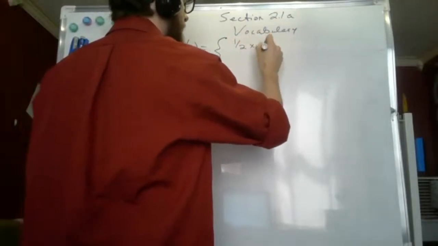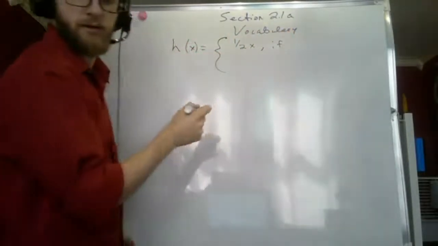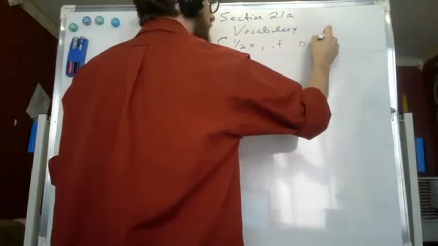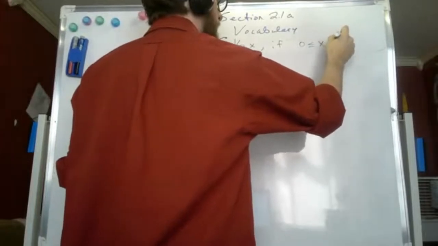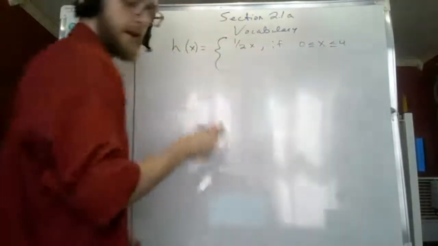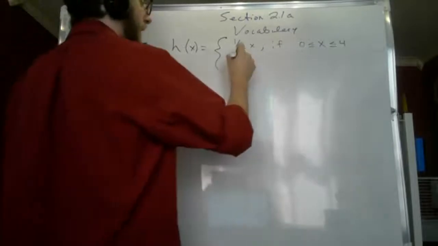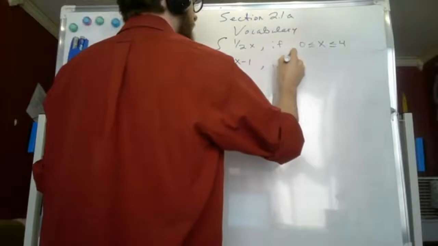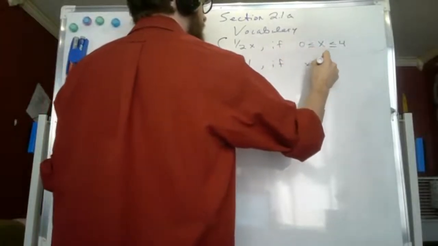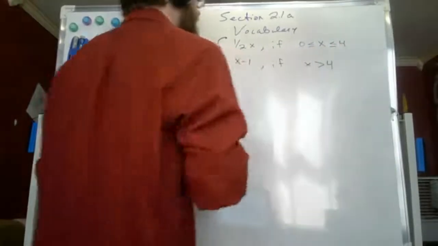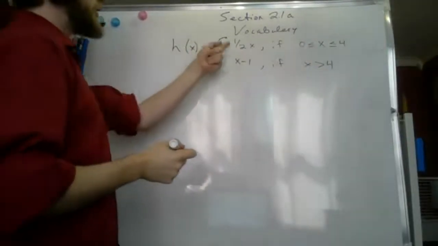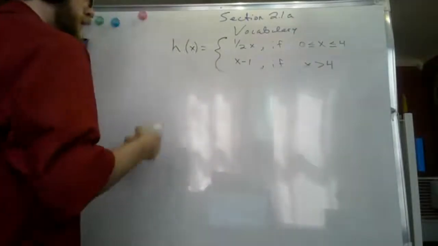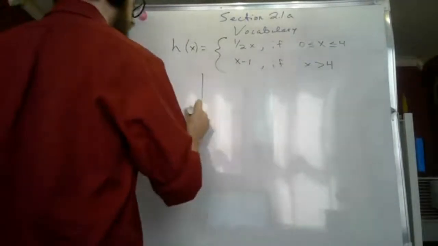1/2 x if my x value is between 0 and 4. So if I have an x between there, and then I'd like it to be x minus 1 if x is greater than 4. So I've got these two different lines that will be graphed depending on which values of x I plug in. So what does this look like graphically?